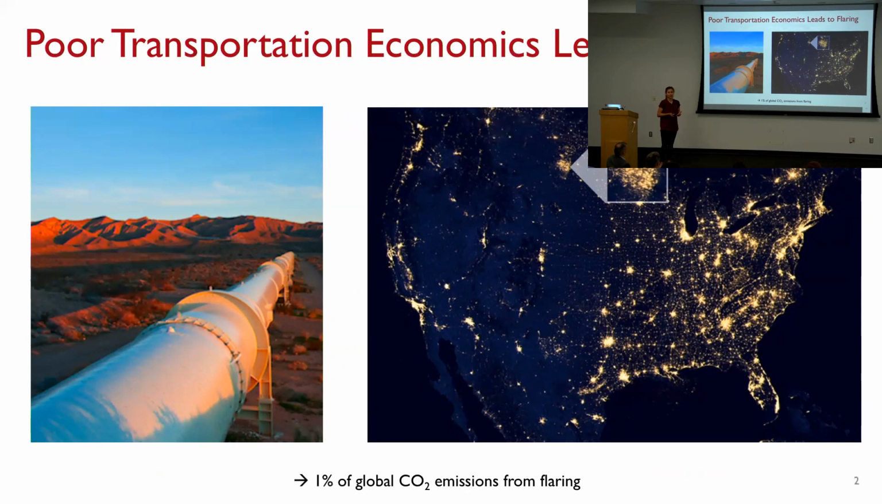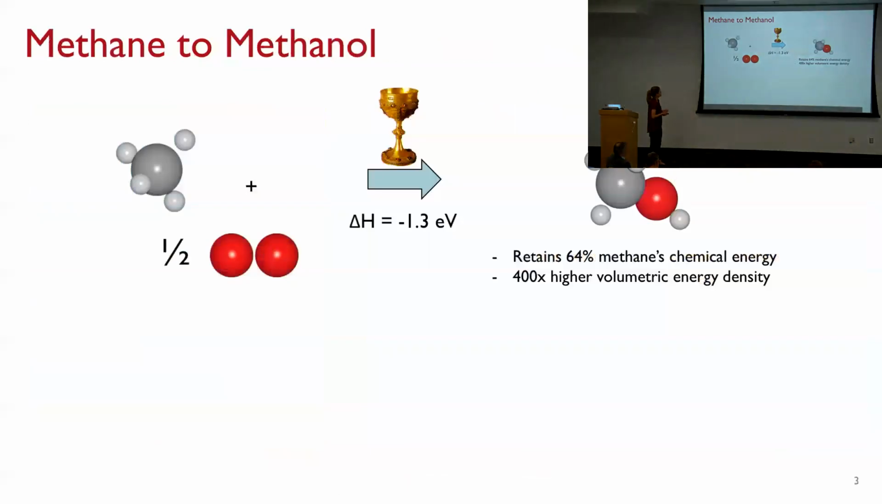Well, we'd like to find a process that could be used at the wellhead, so in a delocalized manner, where we'd be able to transform methane, the primary component of natural gas, into something that was more transportable or more valuable, or both. And that's where this reaction, methane to methanol, comes in. So taking a single oxygen atom and inserting it into one of methane's CH bonds, methanol is a nice product to think about for this reaction because it retains 64% of methane's chemical energy, which means that it can still be used as a fuel, while at the same time now having a 400 times higher volumetric energy density because it's a liquid at standard temperature and pressure.